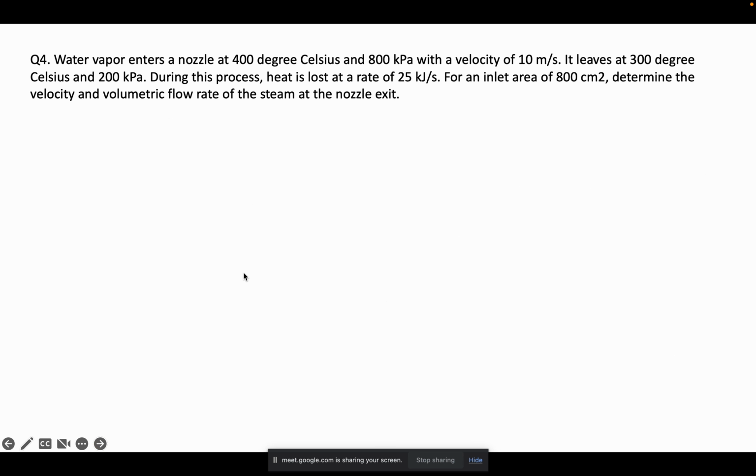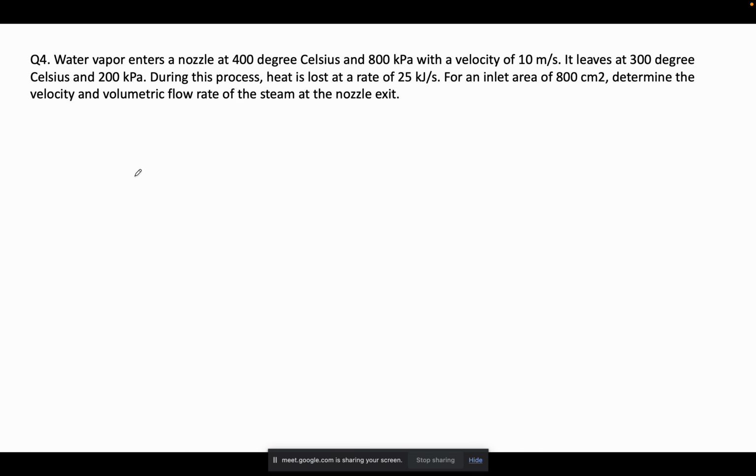Okay, fine. Let us go to the next question then. Water vapor enters a nozzle at 400 degrees Celsius and 800 kilopascal with a velocity of 10 meter per second. It leaves at 300 degrees Celsius and 200 kilopascal. During this process, heat is lost at the rate of 25 kilojoule per second for an inlet area of 800 centimeter square. Determine the velocity and volumetric flow rate at the nozzle exit.